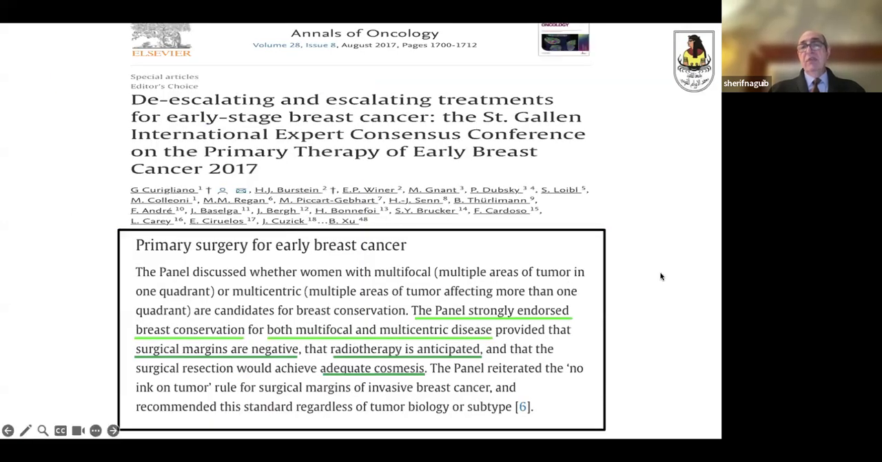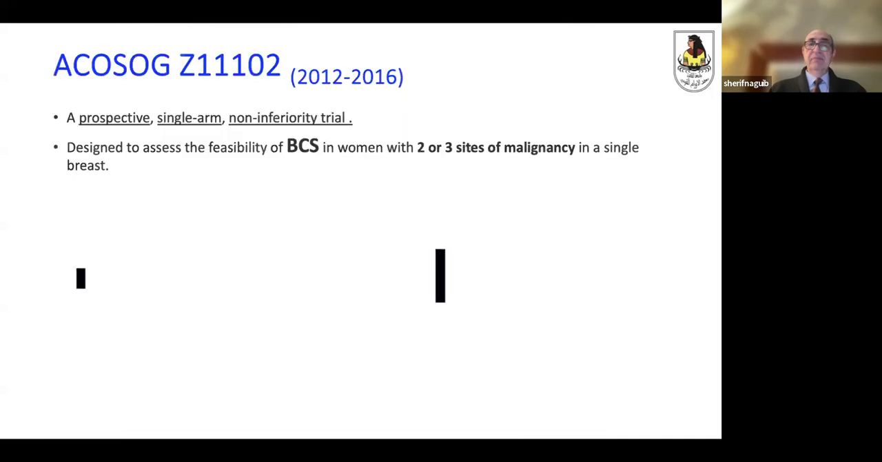This encouraged even the St. Gallen Consensus Conference of 2017 to endorse breast conservation for both multifocal and multicentric disease, and they put at that time 3 conditions in the St. Gallen. They required free surgical margins. They required radiotherapy to be given in all cases, and they required the satisfactory cosmetic result at the end.